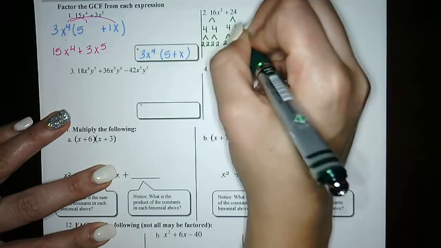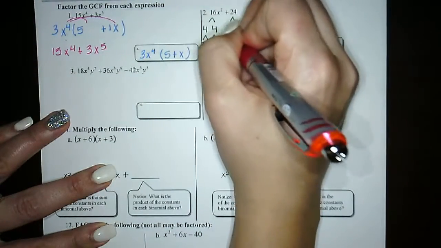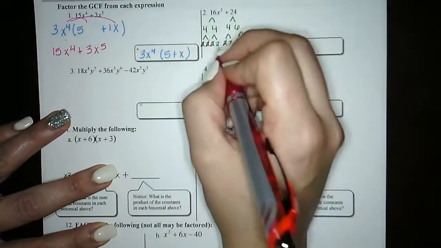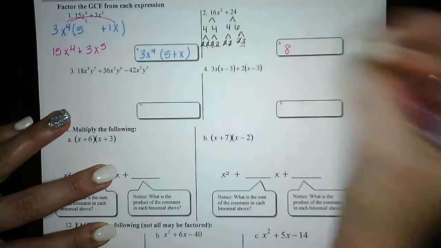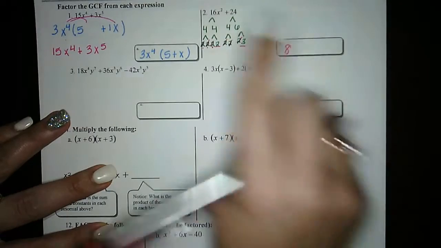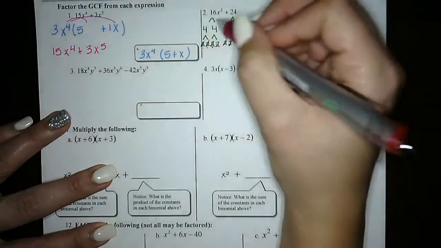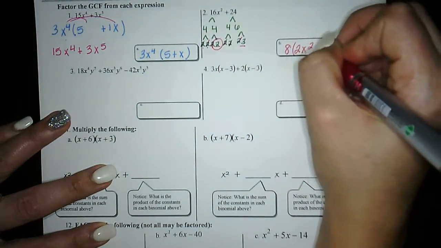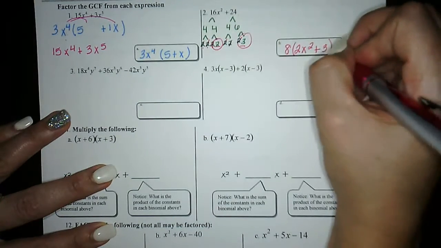2 times 2 gives me 4. 2 times 3 gives me 6. What is in both? I have a 2, another 2, another 2, and then that's it. So 2 times 2 times 2 is 8, giving me 8 as my GCF. And there's no variables in anything else, so I can just factor this out. 16 divided by 8 is 2. X squared plus 24 divided by 8 is 3.